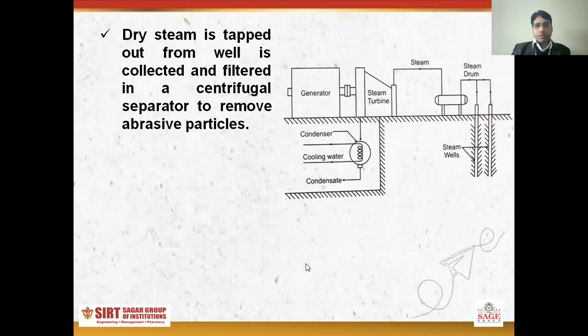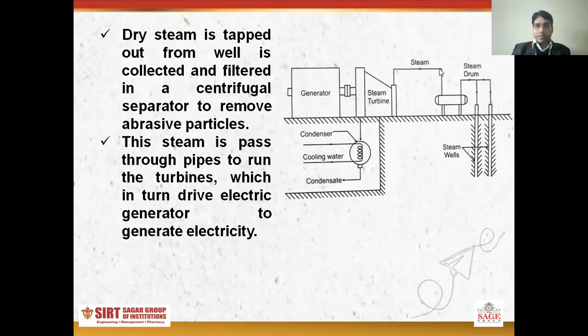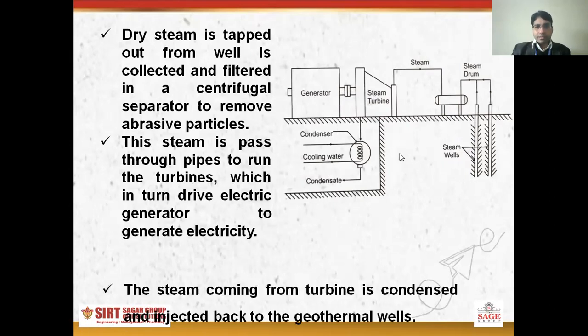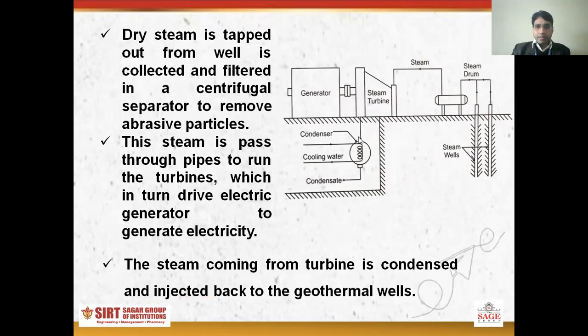Here you can see the geothermal power plant, and here the dry steam is tapped out from the well, collected and filtered in a centrifugal separator to remove abrasive particles. This steam is passed through the pipes to run the turbine, which in turn drives the electric generator to generate electricity. And the exhaust steam coming out from the turbine is condensed and injected back to the geothermal belts.